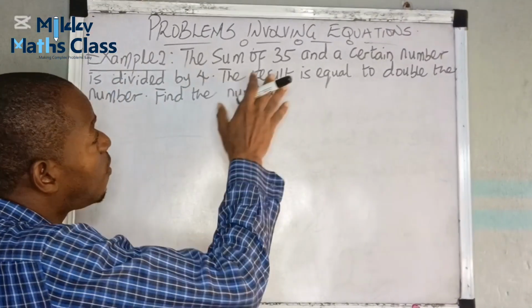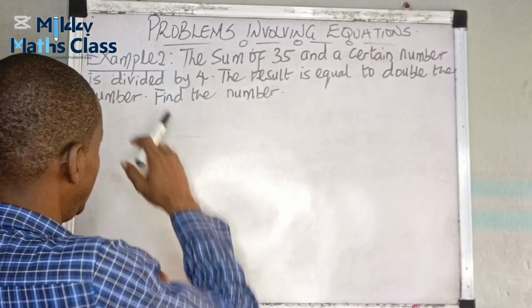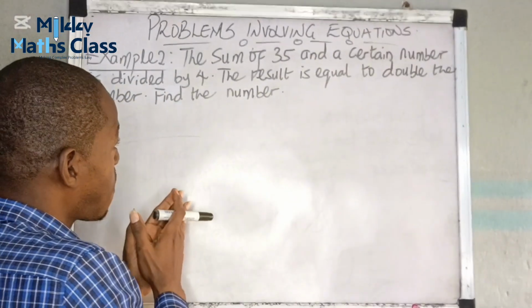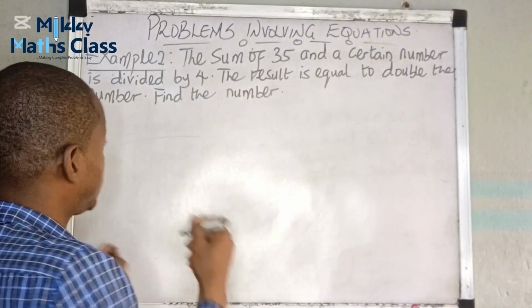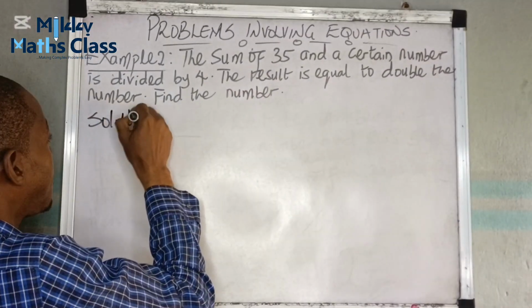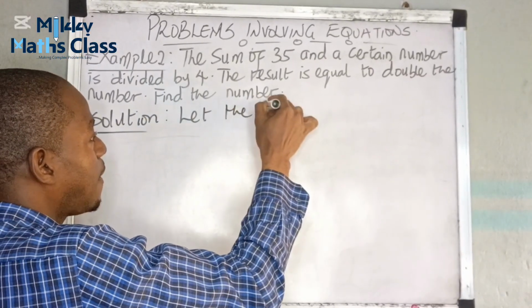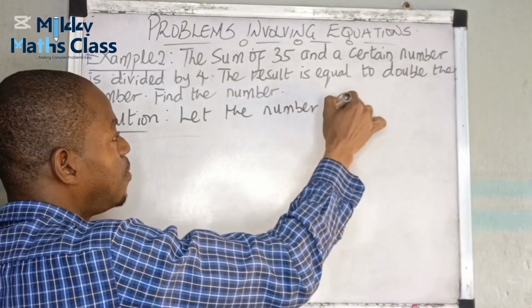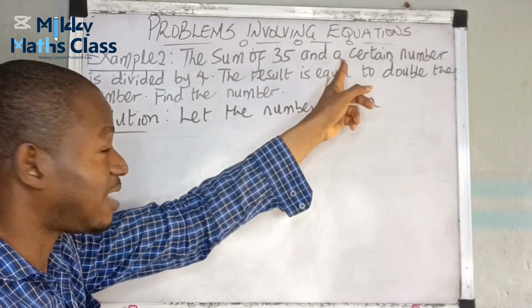It says that the sum of 35 and a certain number, we don't know it, is divided by 4. The result is equal to double the number. Find the number. So the first thing, we say let the number be n, because we don't know it for now.